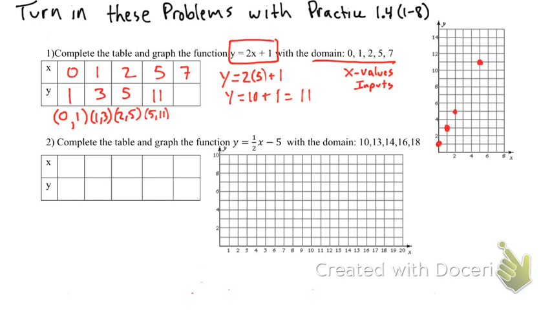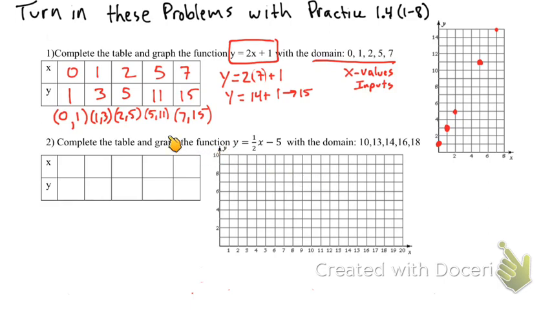Last thing we're plugging in is 7. 2 times 7 is 14. Add 1, we get 15. (7, 15), and we plot that point up here. Okay?